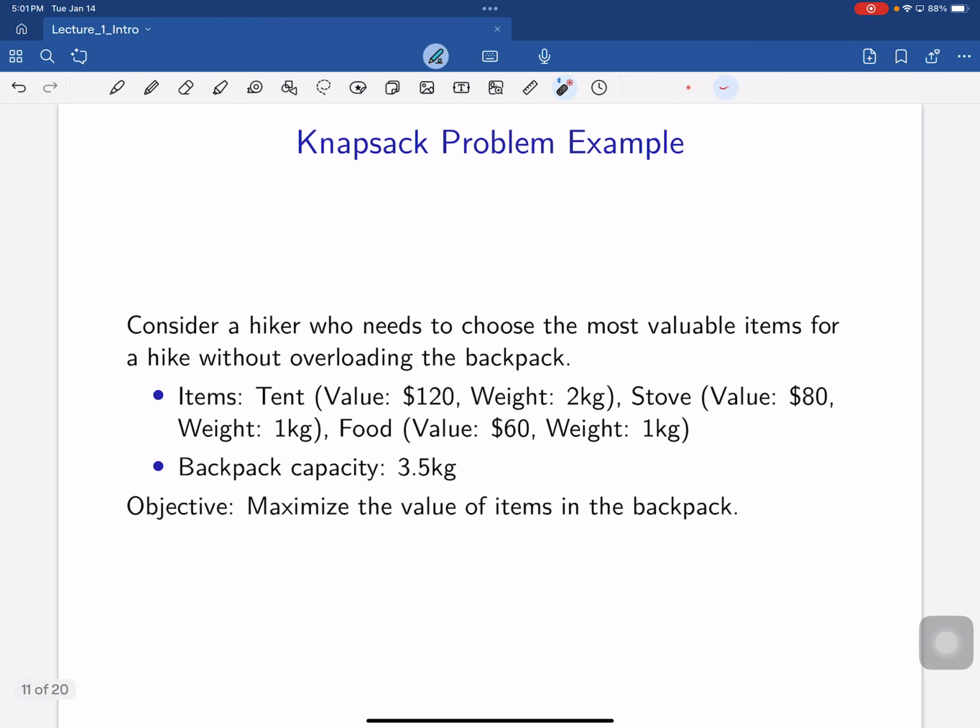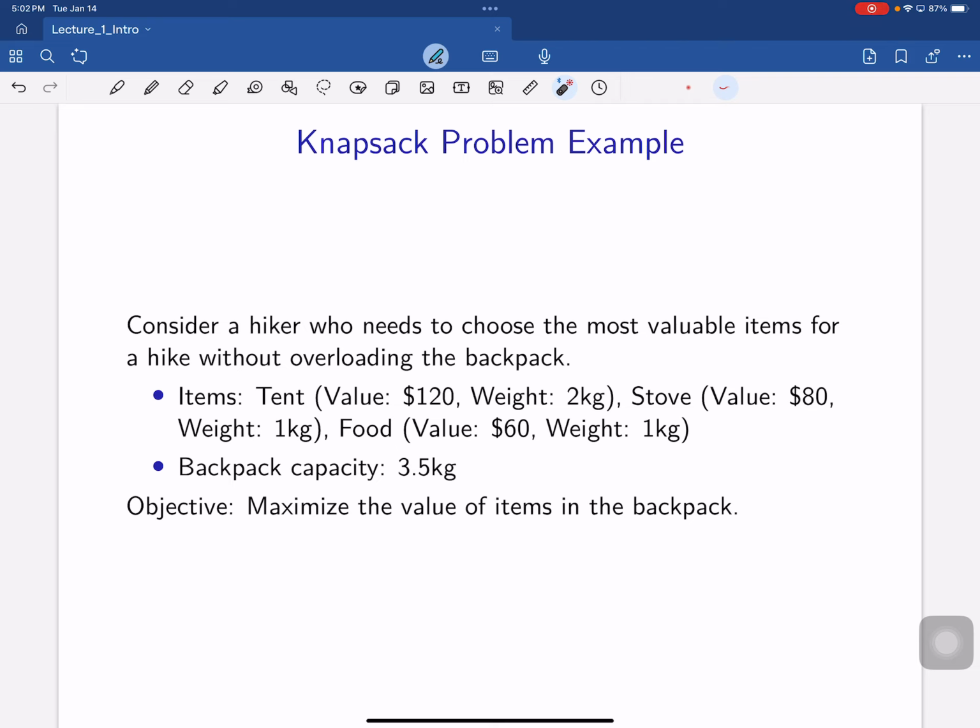So let's talk about the third problem here. It is a different category of problems where the variables you have can only take integer values. Let me explain what it means. Consider a hiker who needs to choose the most valuable items for a hike without overloading the backpack. There are 3 items the hiker can put into the backpack.